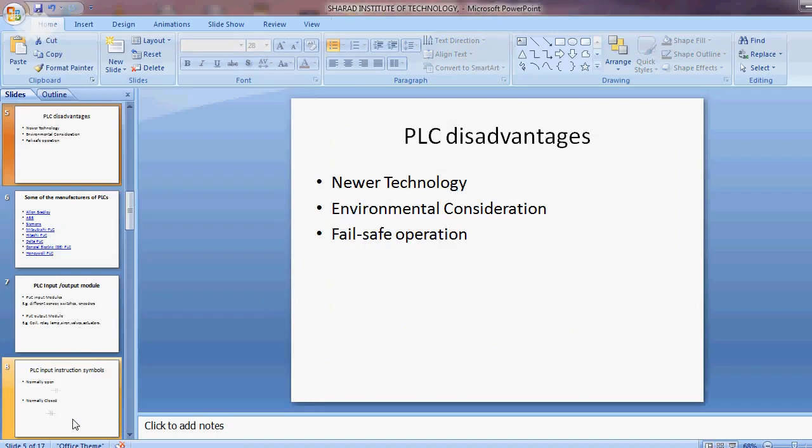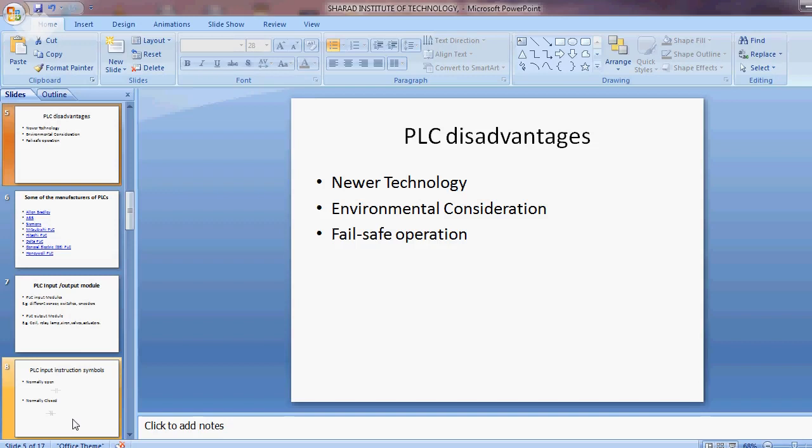The main disadvantage is that it is newer technology. It requires some skill for a person to operate the systems. Then the second disadvantage is environmental considerations. In manufacturing industries, there are a number of constraints for vibrations as well as heat conditions. So there is some limit for these PLC systems.